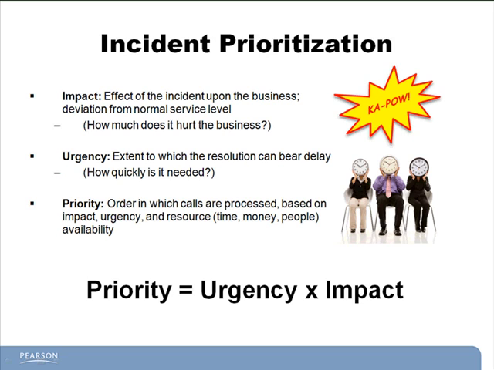The formula for calculating priority is seen on the bottom of this slide. It's urgency times impact. Impact means how much does it hurt the business? Picture someone getting punched. That's an impact and it hurts. And urgency means how quickly do you need it restored? Or as they say in the UK, the extent to which the resolution can bear delay. If you put these two numbers together, you can figure out which incident needs to be dealt with first, or which one receives the highest priority. Off of this slide, you'll need to remember that priority equals urgency times impact.